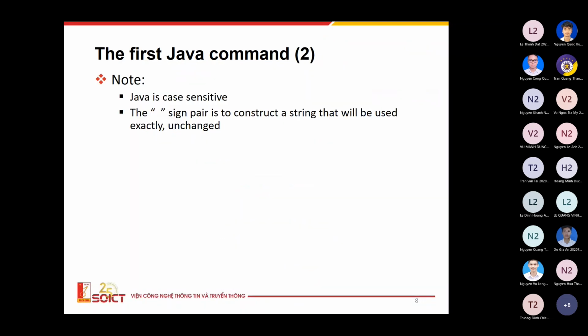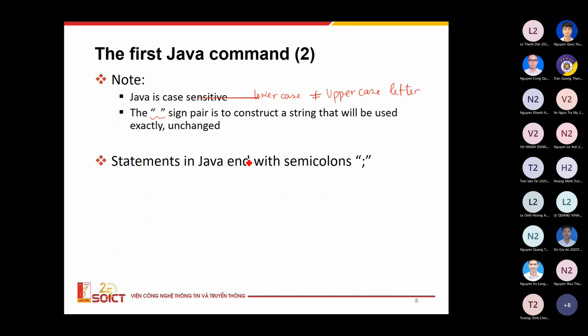There are some notes for Java commands. Firstly, you have to note that Java is a case-sensitive language. That means it makes a difference between lowercase and uppercase letters. Secondly, I talked already about the quotation mark or double quote mark. You use this to construct a string that will be used exactly and unchanged. And every statement ends with a semicolon.